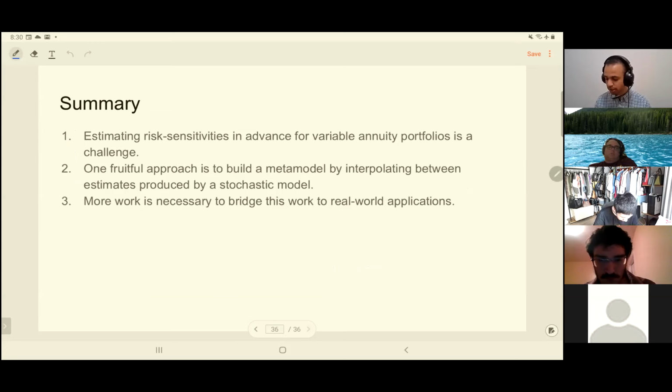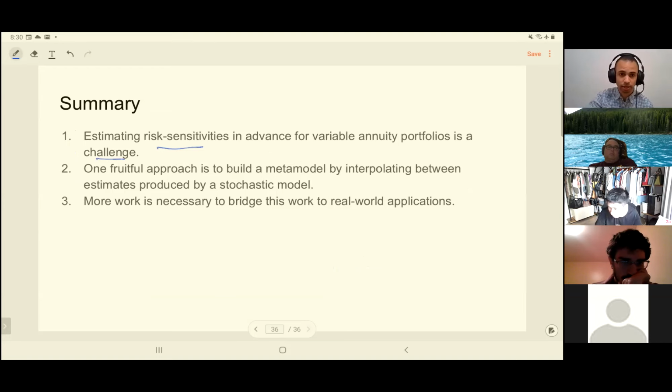So remember, of course, estimating these risk sensitivities is a challenge. It's a challenge because you have to estimate some parameters very precisely. They require a lot of computation time, and you don't even know what the market is going to be like when these things are going to be relevant. So the approach that I described in this talk is to build a meta model by interpolating between some estimates that come from a stochastic model. However, if we want to actually bridge this to real world applications like is done in practice, there's more work to be done, and there are some open questions. So at this point, let me close and I'll open up questions to the floor again.